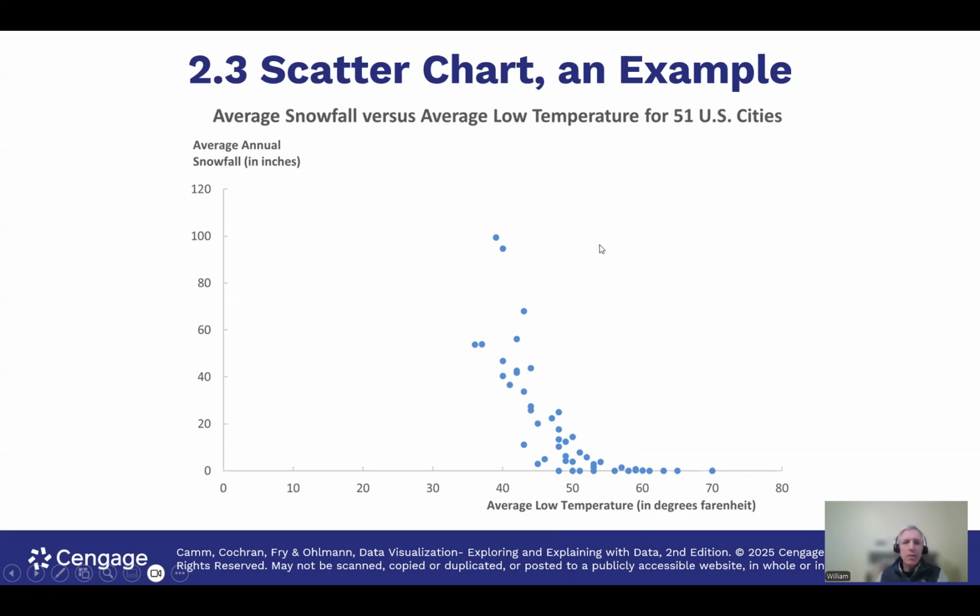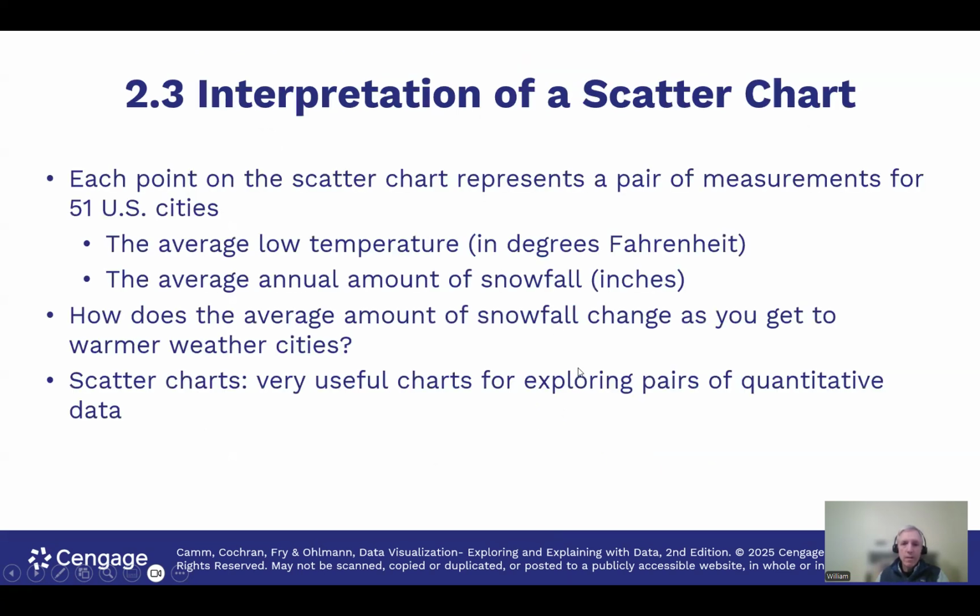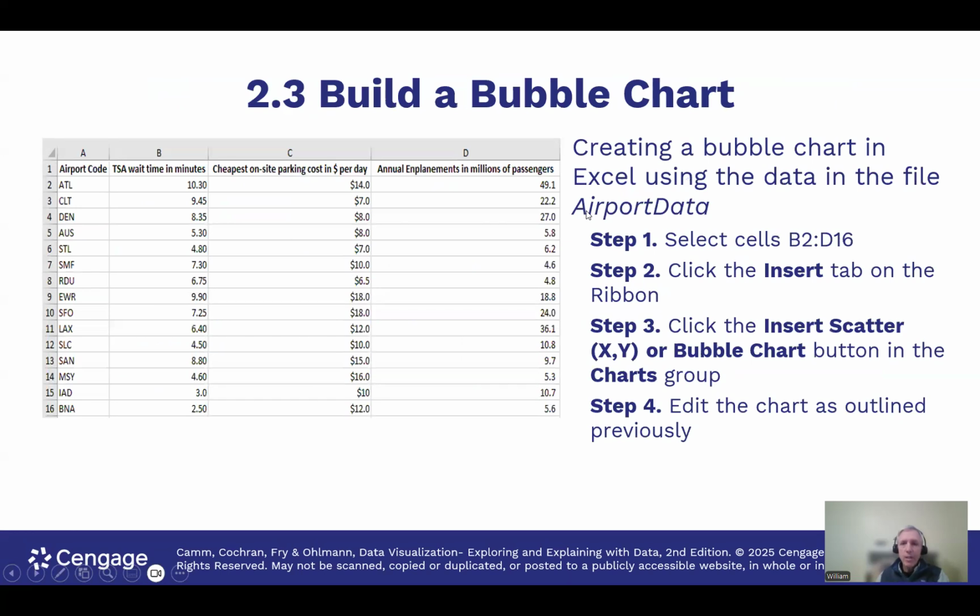That's the way you interpret a scatter chart. And we're going to do a fair amount with scatter charts where we try to find trends in these. And there's a trend here. It basically says this is actually a negative correlation. It says the higher the temperature, the lower the snowfall. So scatter charts are really useful for exploring pairs of quantitative data, and pairs of quantitative data occur a lot in nature, and we have a lot of uses for scatter charts. Okay, let's build a bubble chart.